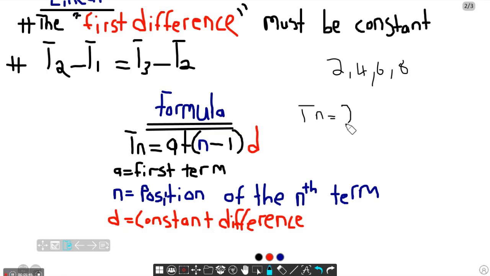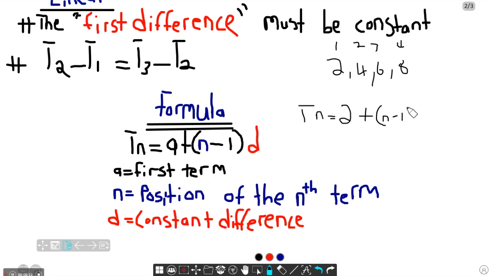Our first term is going to be 2. I hope you are seeing it, guys. That is going to be 2. Then what does n represent? n represents the position of the nth term, right? It represents the position 1, the position 2, the position 3. It represents the position. I hope it is making sense.